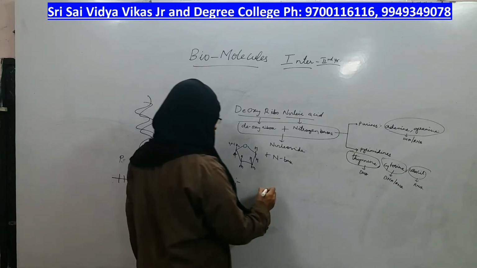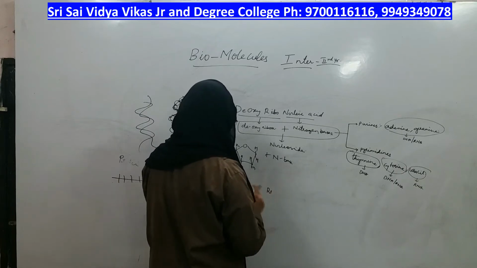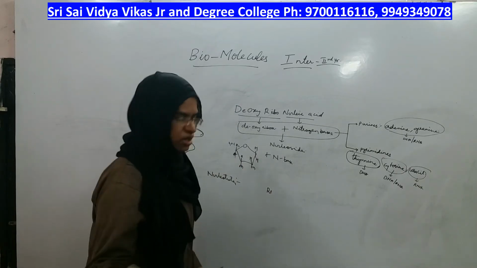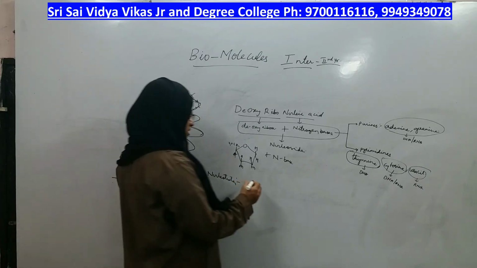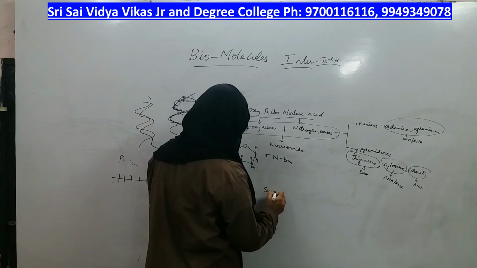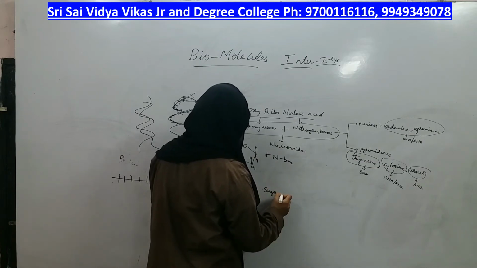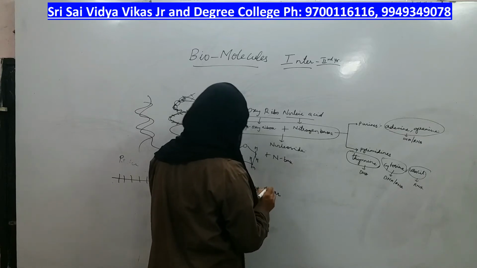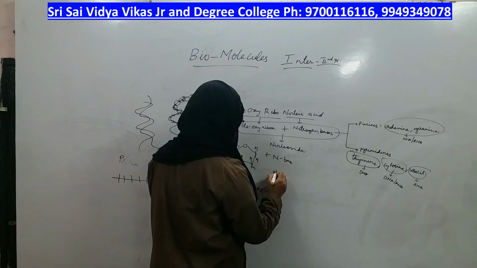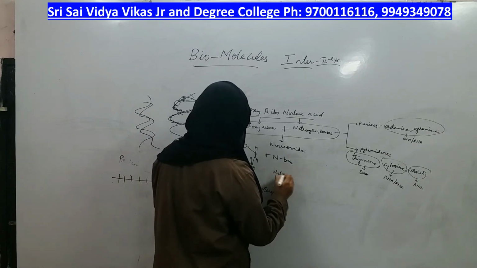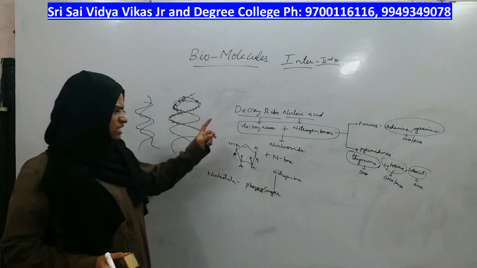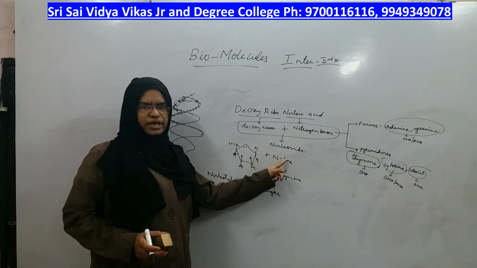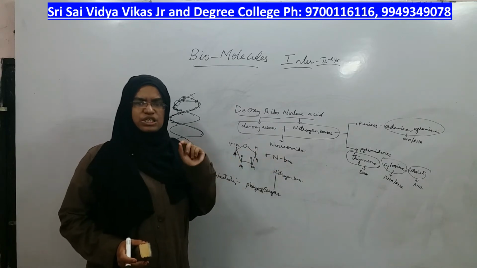In a nucleotide you have sugar. You can call it sugar instead of saying whether it is deoxyribose or just ribose. Sugar is attached to phosphate, and sugar is attached to nitrogen base. So nucleoside means only sugar and nitrogen base together is called nucleoside.